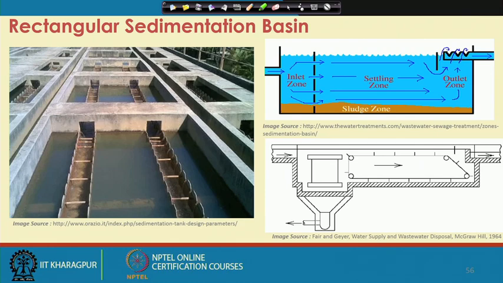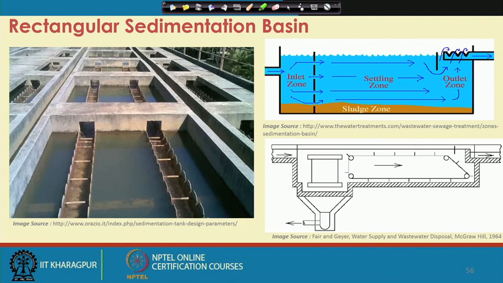Sedimentation tanks are primarily either rectangular type or circular type. Of course, there are a few other variants of this design also available. So, we can have a square sedimentation tank as well, but those are generally not preferred. So, the most common designs of the sedimentation basins or settling basins are either rectangular or circular sedimentation basin.